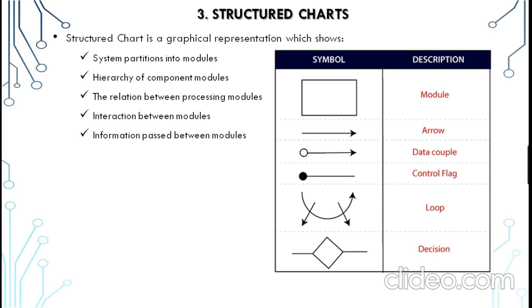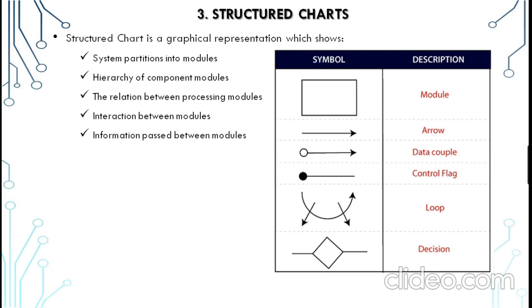So we can represent our system in a structure chart. A number of modules can be represented in the structure chart, so that the hierarchy of components of the modules, the relationship between the processing modules, interaction between modules, and information passing between modules can be shown. So this is how we can use the structure chart to represent the overall system design.